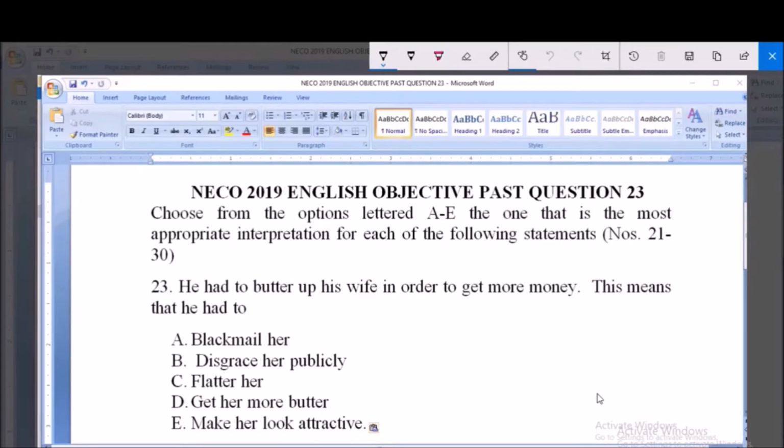So now welcome. This is NECO year 2018 English objective past question, question number 23, and the instruction here says choose from the options lettered A to E the one that is the most appropriate interpretation for each of the following sentences, and we're using this instruction to answer question number 21 to 30. And to this sentence, the sentence says he had to butter up his wife in order to get more money.